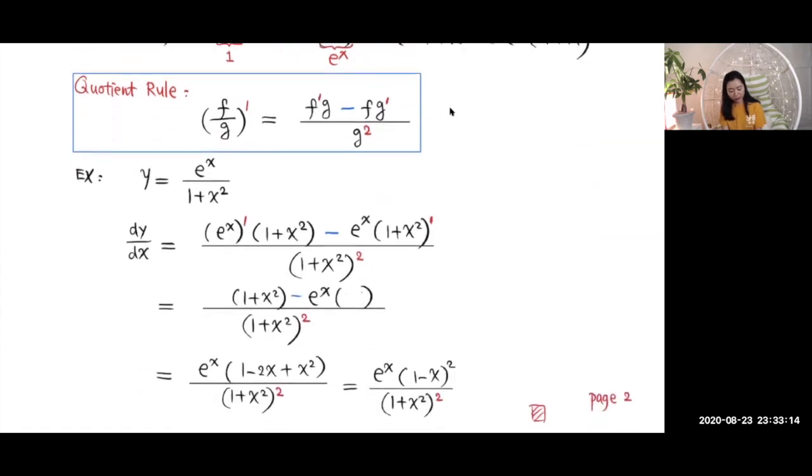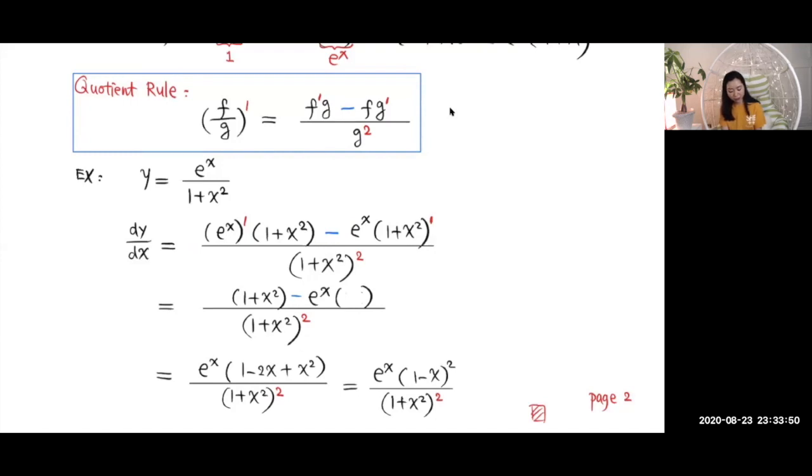Now, for example, this is a quotient. The derivative of y with respect to x will have the square of this denominator. And over here, we're going to take turns to differentiate. First we differentiate the function on top, and then for the second one, we differentiate the function in the denominator. And in between, it is a subtraction.